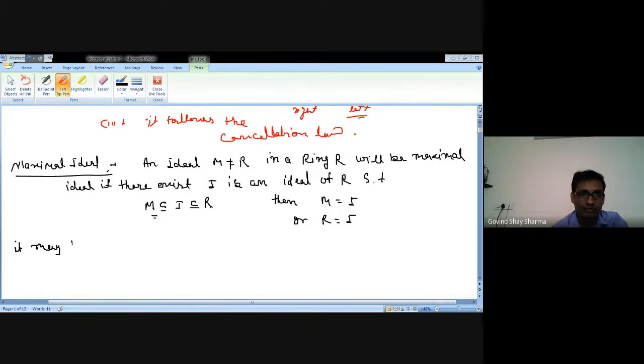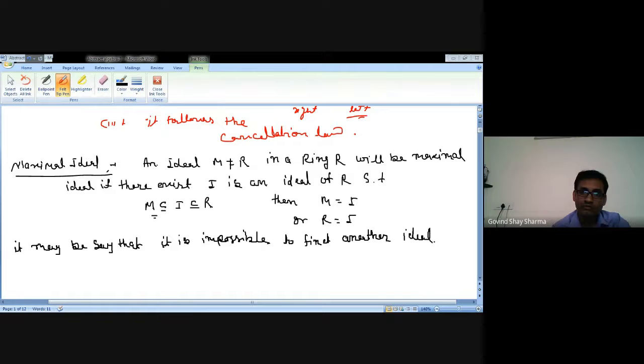We may say that it is impossible to find another ideal between M and R. Okay, let us take an example.